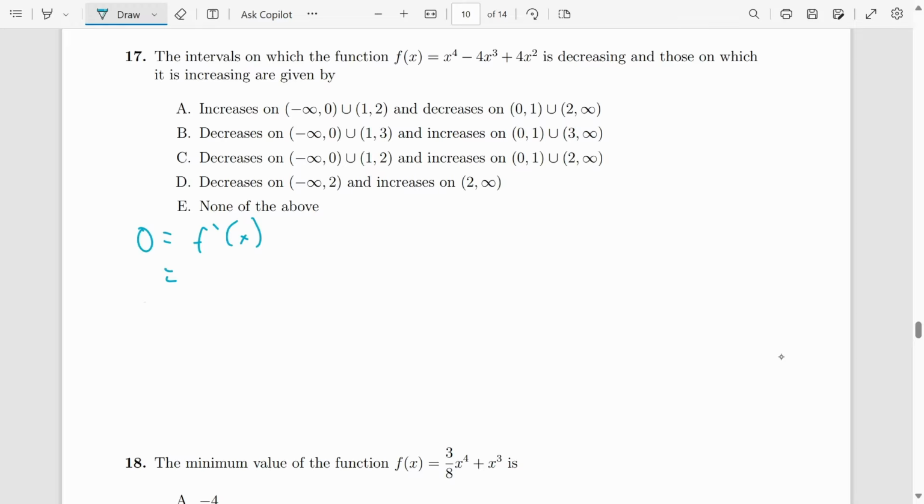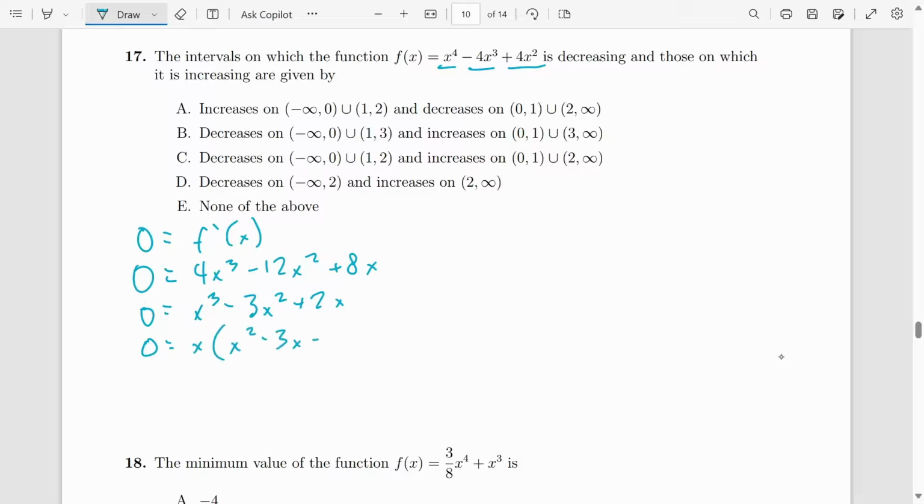So f(x)'s first derivative is 4x cubed minus 12x squared plus 8x. Setting that equal to 0, we can divide by 4 for everything. So 0 equals x cubed minus 3x squared plus 2x. Now we can take an x from everything on the right side. So 0 equals x times (x squared minus 3x plus 2). Splitting this off into two separate equations, we get x equals 0 and x squared minus 3x plus 2 equals 0. Left-hand side is already solved.